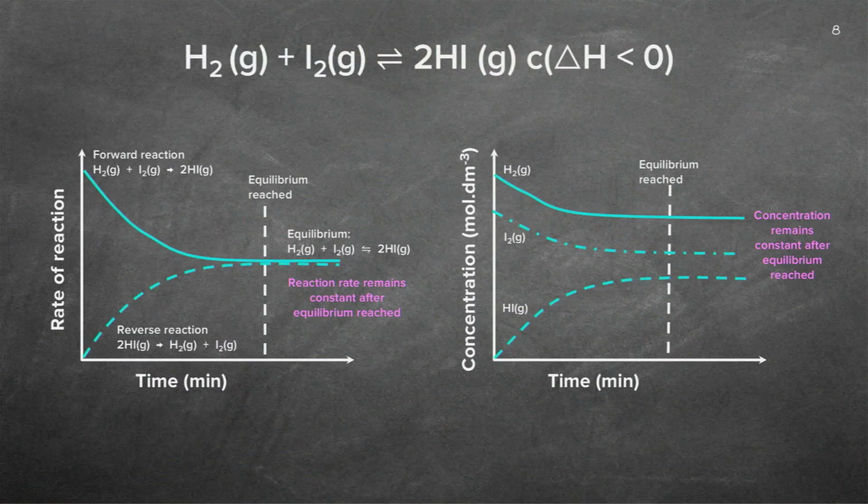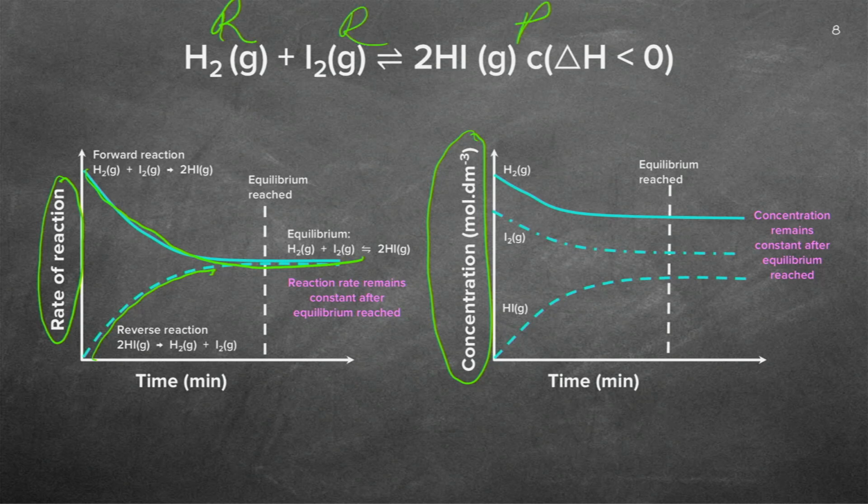Now, let's have a look at a graph where we've got the rate of reaction as we just did. You see this is the forward and that one is the reverse. But we can also have the concentrations of the reactants and the products on a graph. On the first graph, it's just the forward and just the reverse. Now I'm going to have a look at the concentrations.